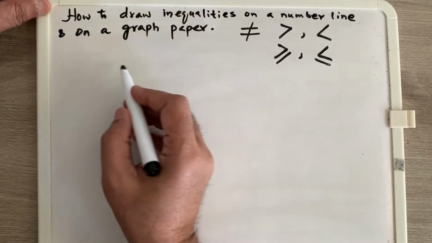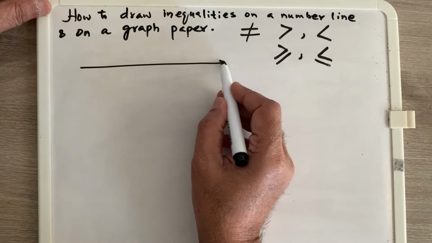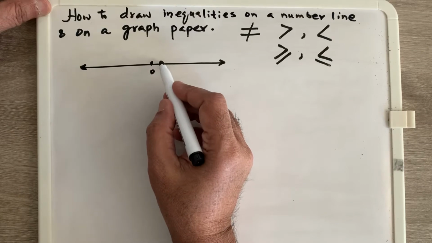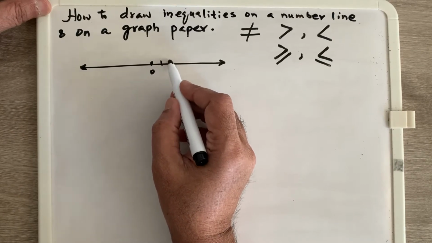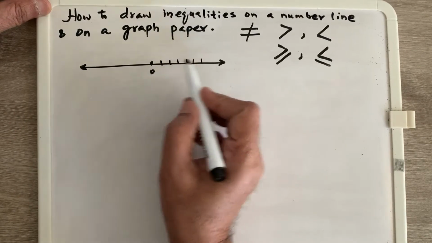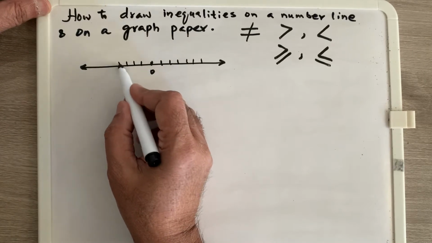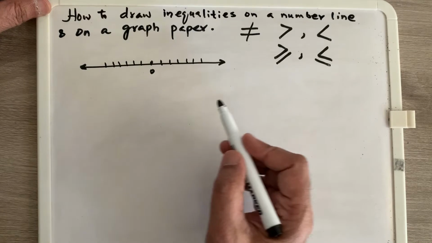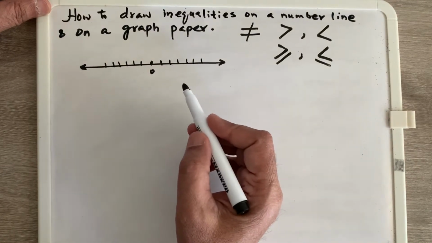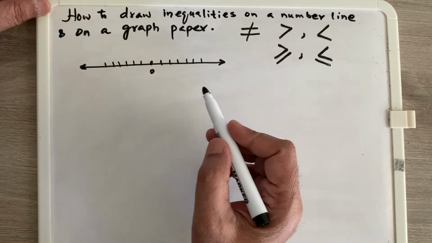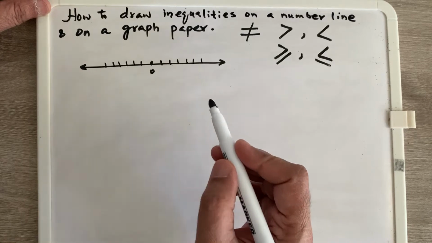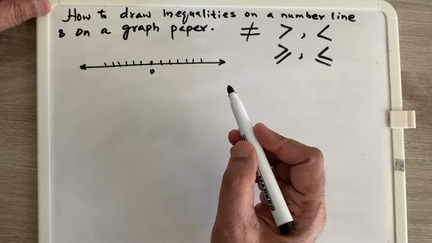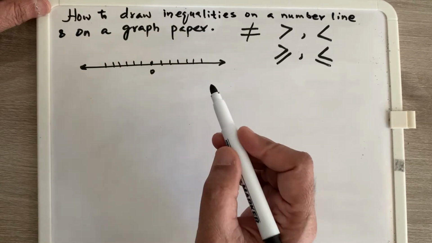A number line means we have a line like this going both ways. In the middle we have 0, and on the right side the positive integers 1, 2, 3, 4, 5, 6. On the number line, when we need to draw an inequality, we have to remember that if we have less than or greater than, then we make an open dot.